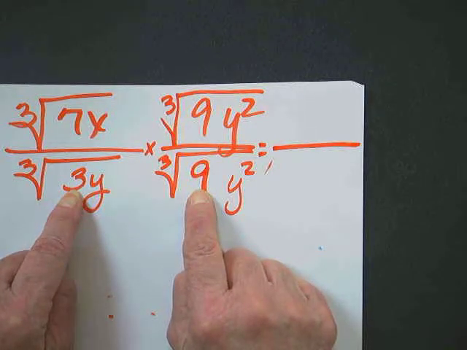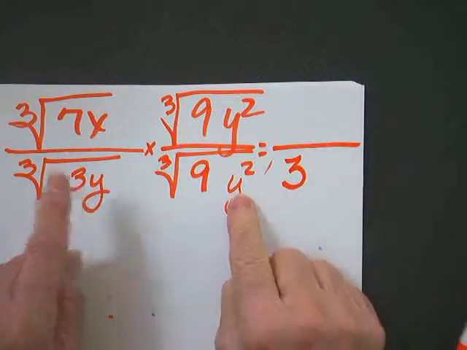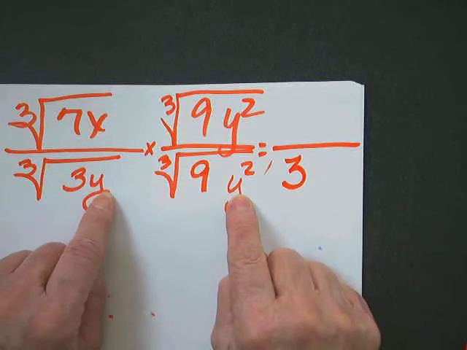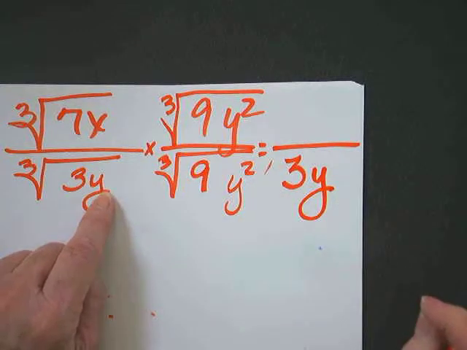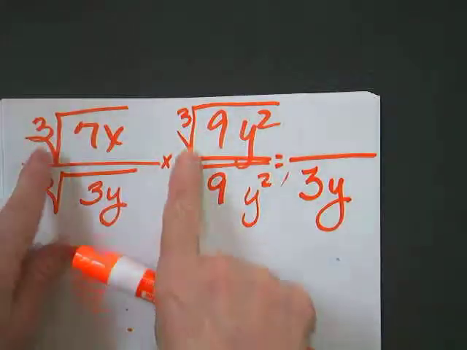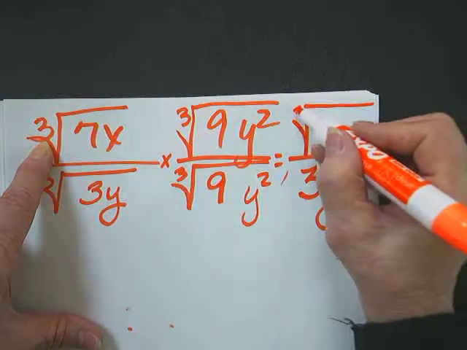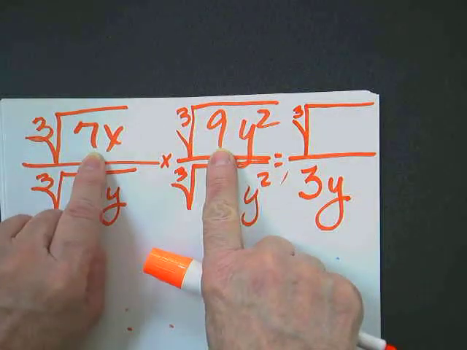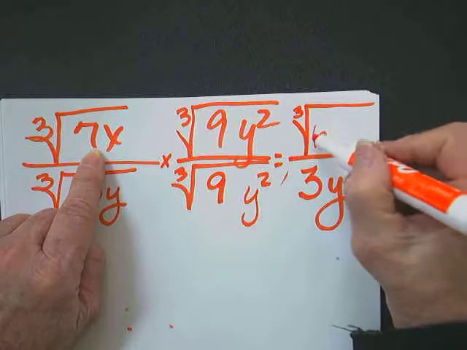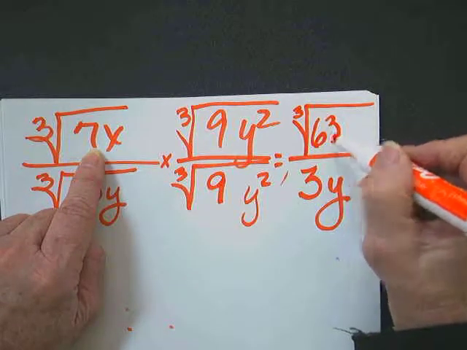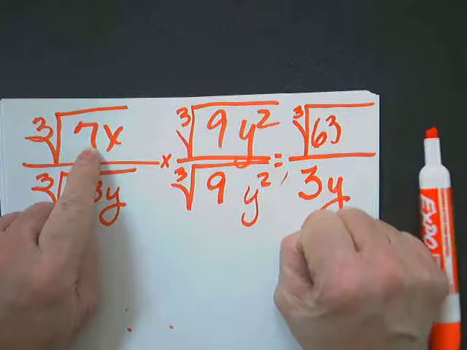The bottom, it should all come out, or we messed up. The cube root of 27 is what? 3. This comes out as 3. The cube root of y to the 3rd power comes out as y. Now we have a cube root times a cube root, so that's still going to stay under here. Okay, 9 times 7, 63.